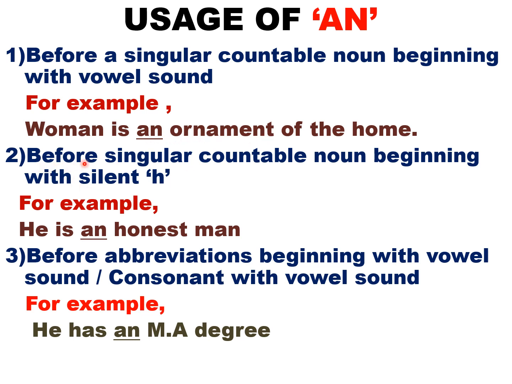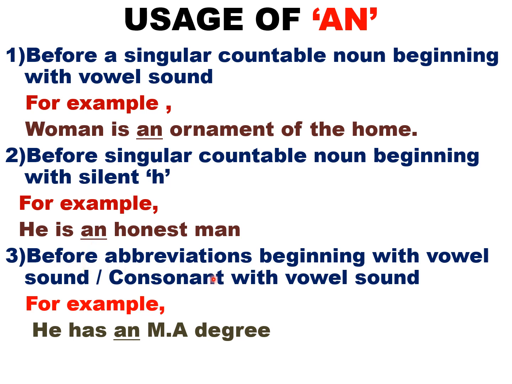The second point is before a singular countable noun beginning with a silent H. He is an honest man. The sentence stresses the singular countable noun, and the word honest begins with a vowel sound. Though the word begins with H, the word is pronounced as honest. H is silent here, so we are using the indefinite article an.